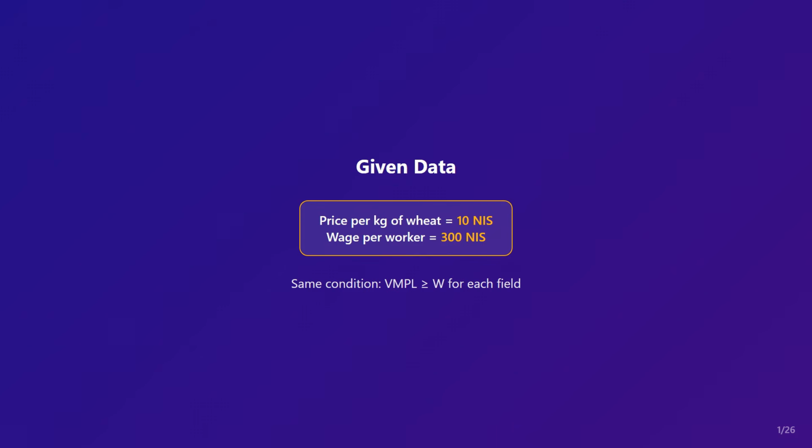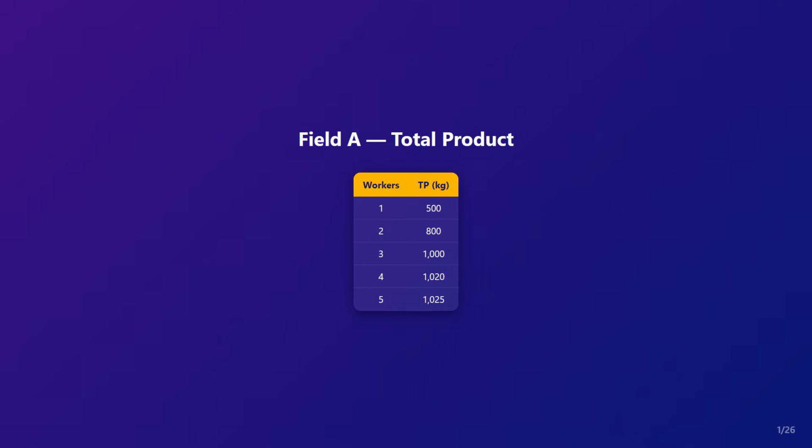In Field B, Worker 1, total output 100. Worker 2, total output 150. Worker 3, total output 180. Worker 4, total output 200. Worker 5, total output 205.